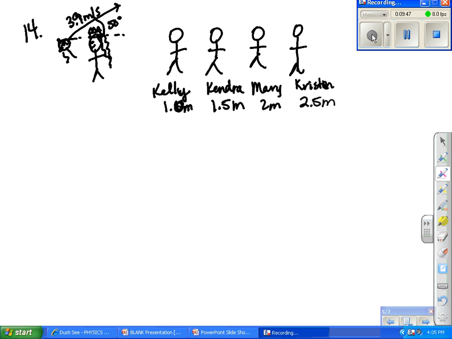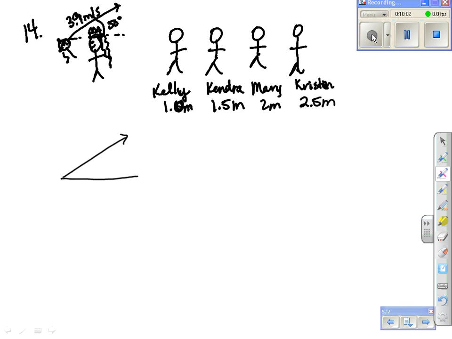Okay, at number 14, we have Jennifer the bride who's throwing her bouquet. She lined her girls up differently than most weddings, and I have them listed here in the way they lined up. The thing you need to realize is you have this triangle going on. You have a 50-degree angle and 3.9 meters per second. You also know that the total time the bouquet is in the air is 0.6 seconds.